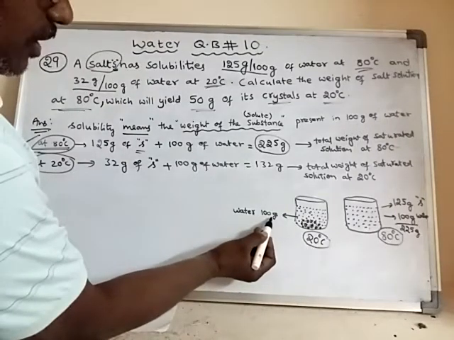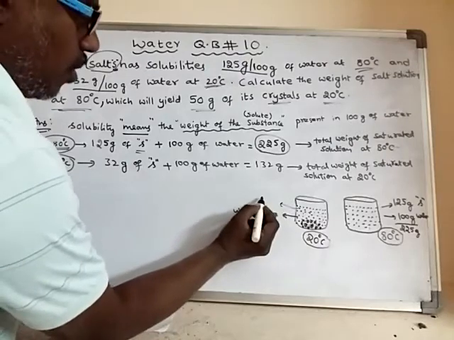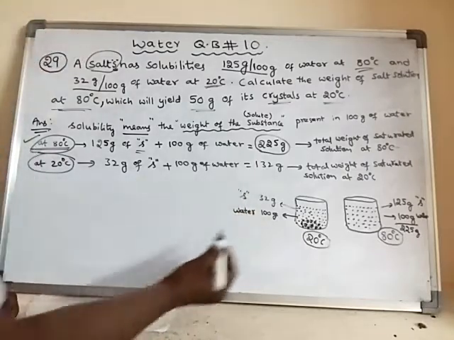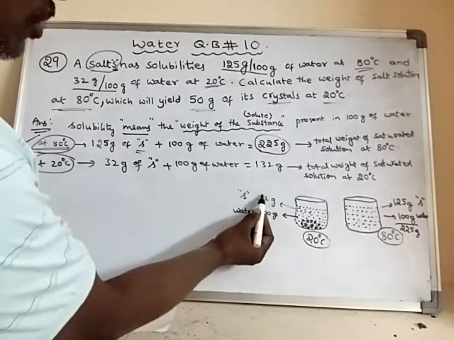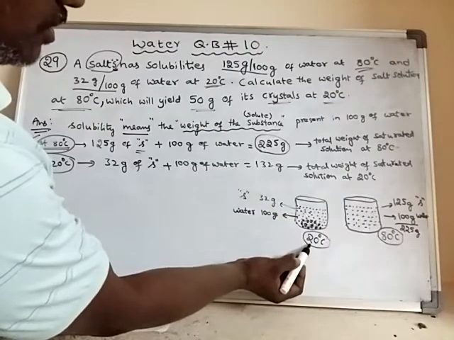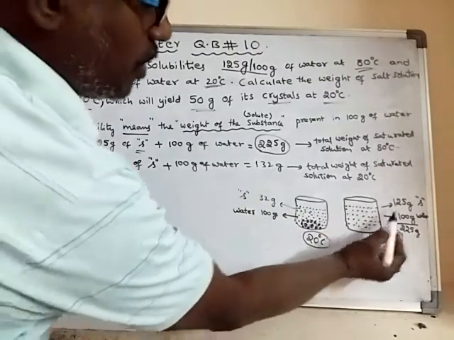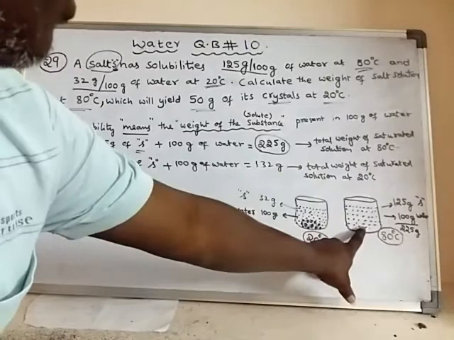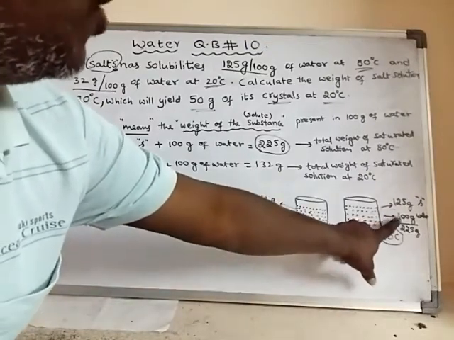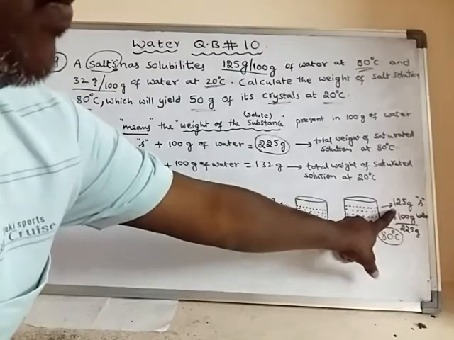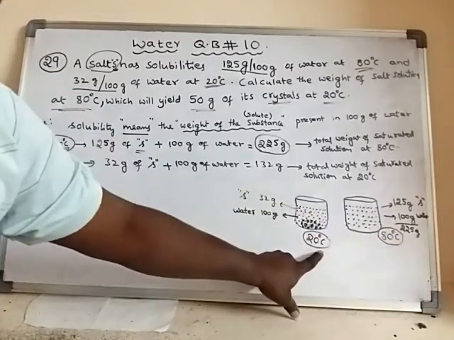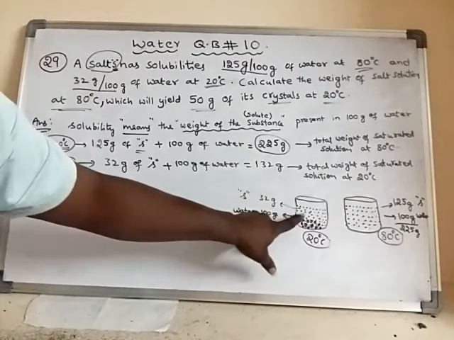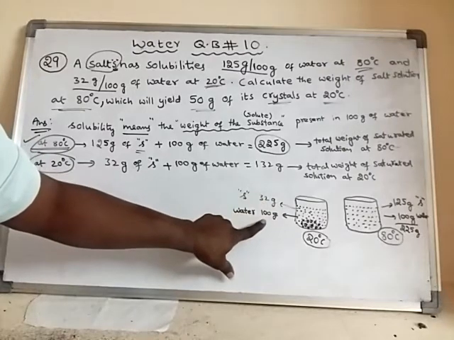But the same 100 grams of water can dissolve only 32 grams of salt S at 20 degrees centigrade. But this solution is having how much? 125 grams. This solution at 80 degrees centigrade is holding 125 grams in dissolved form. But when the same solution is cooled, it can hold only 32 grams. Only 32 grams can dissolve in 100 grams of water.